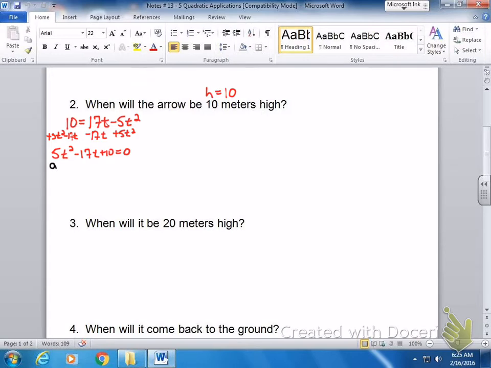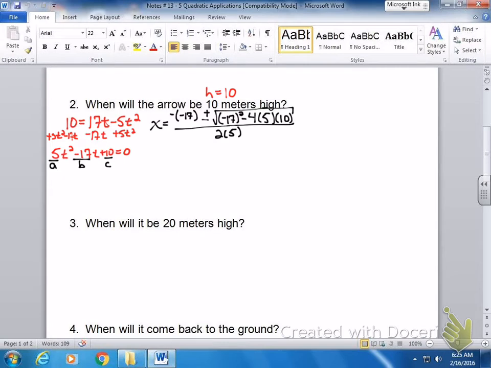I can see that a is 5, b is going to be negative 17, and c is going to be 10. So let's plug our numbers into our equation. So I have x equals, it's negative b, so negative times my b value, which is negative 17, plus or minus the square root of b squared, negative 17 squared, minus 4, times my a value of 5, times my c value of 10, and all that is divided by 2 times a, which is 2 times 5. So guys, be careful when you're filling that out.